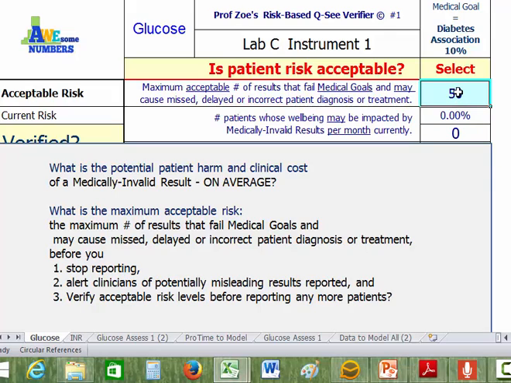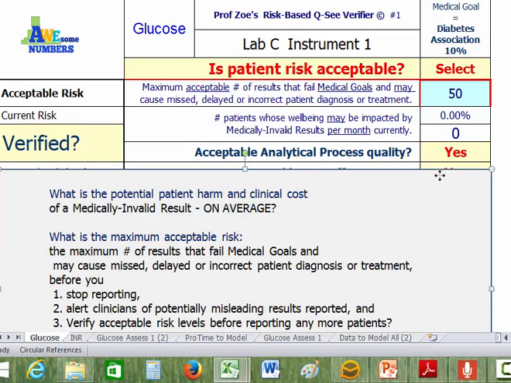I'm allowed 50 medically misleading results before I have to stop. How many patients are at risk right now of medically invalid results? 0. This is a very good method. At this time, while it remains stable, it is reporting 0 medically invalid results. The analytical process quality at this point in time, yes, is acceptable.